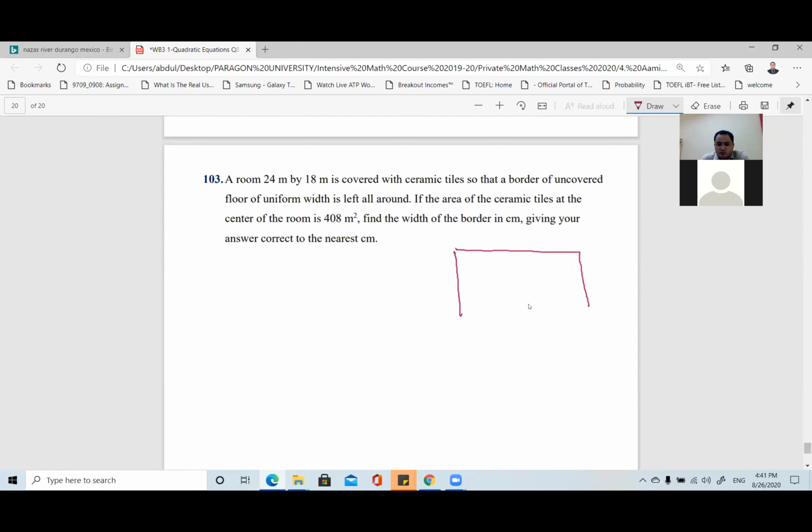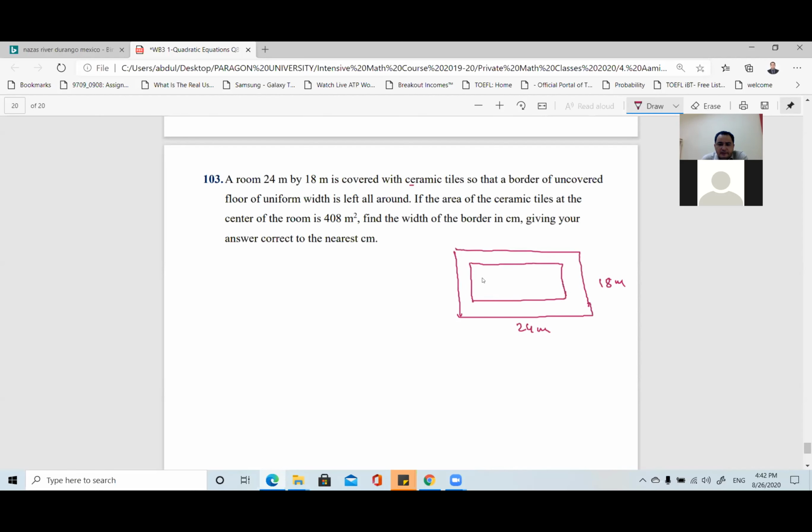Just imagine it's your room and you are going to change this floor cover, like maybe you're going to change this with some kind of ceramic tiles. And the size of the room is 24 meters by 18 meters. And you're not going to cover the whole floor. You're going to just leave some space open near the wall. So we are going to cover this part with ceramics.